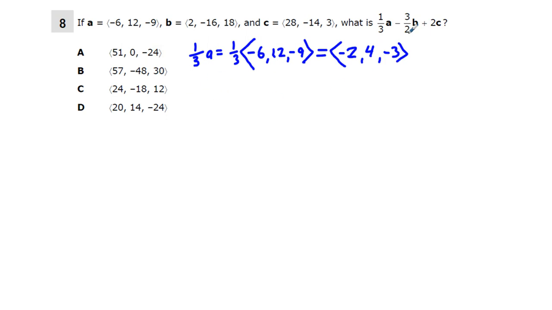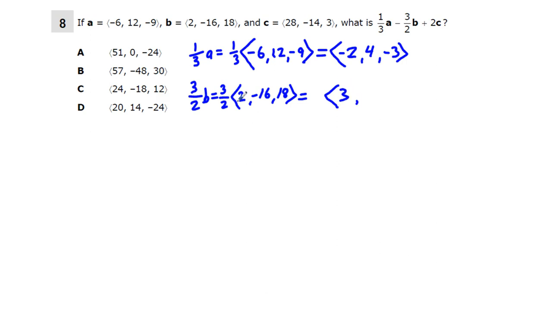Okay, and then next one we're going to have is 3/2 B. So 3/2 B is equal to 3/2 of this vector here, which is 2, comma negative 16, comma 18. And what is that going to be equal to? We're going to have 3/2 of 2. Well, the 2's will cancel each other, so we're going to get 3.